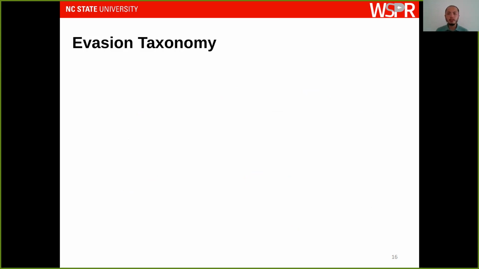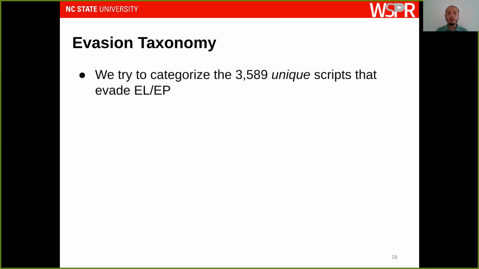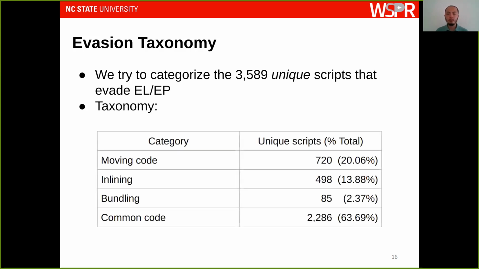And next, we're interested in classifying each one of the 3,600 unique evading scripts, which we found in a previous step, based on the method that they employ to evade filter list blocking. For this taxonomy, we came up with 4 categories in total. And in the table here, we show the categories as well as the number of unique scripts out of the 3,600 for each one of the categories.